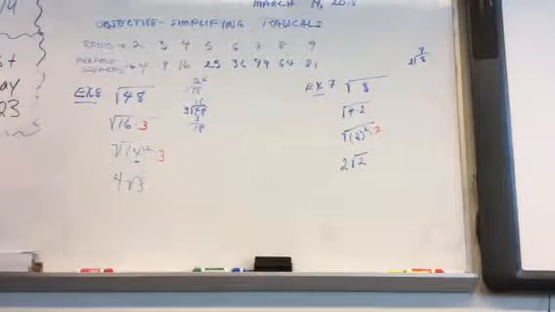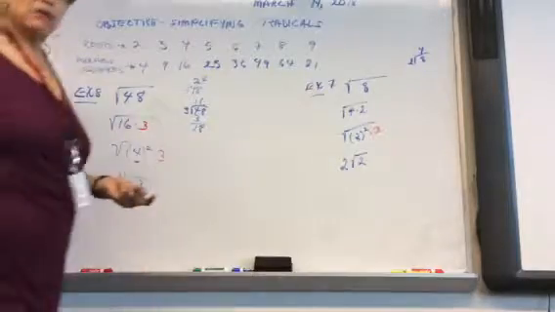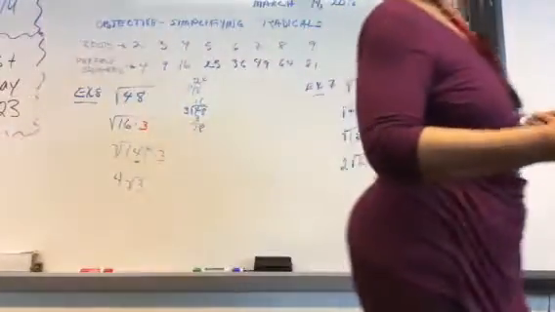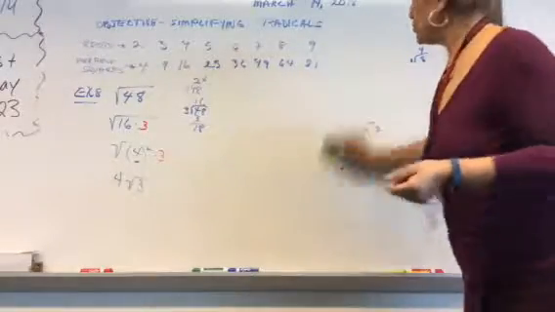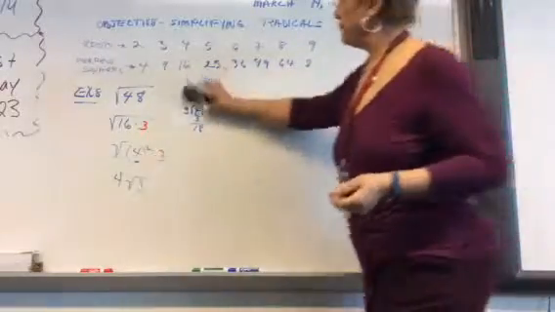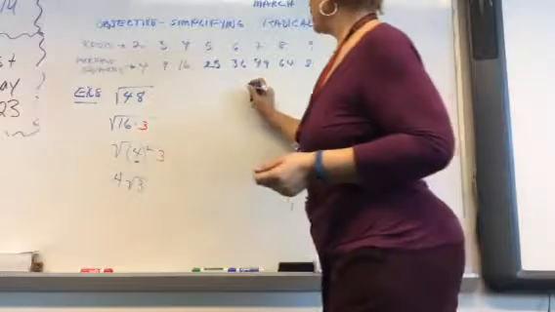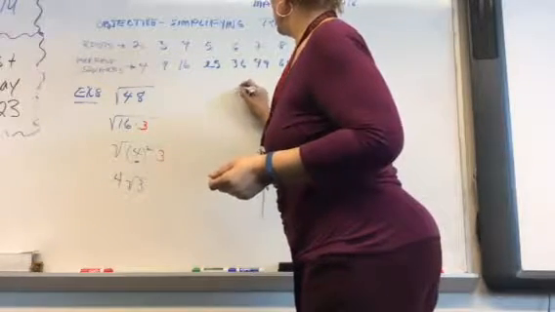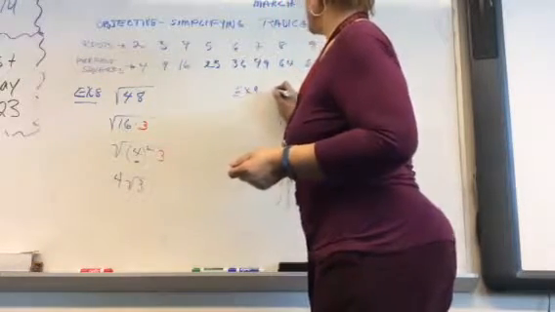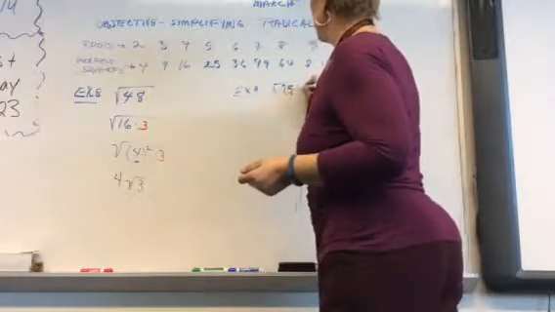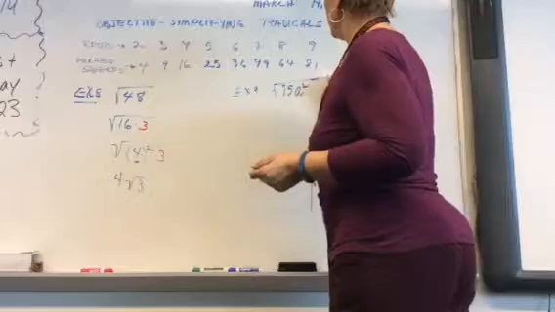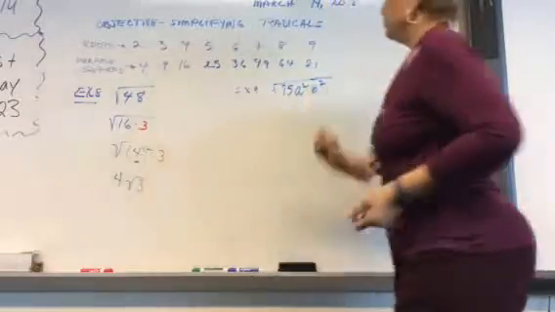square root of 3. Now, I bet you're asking, can we mix it up? Can we mix up the numbers, or include the numbers and the variables? Yes, we can. Let's look at example 9. Let's have the square root of 75, a squared, b to the 7th.